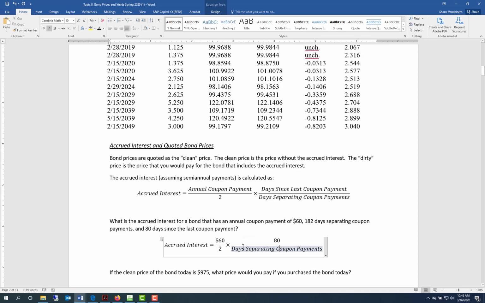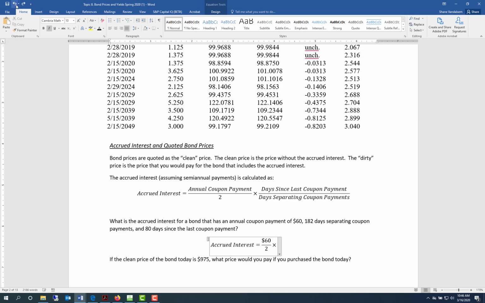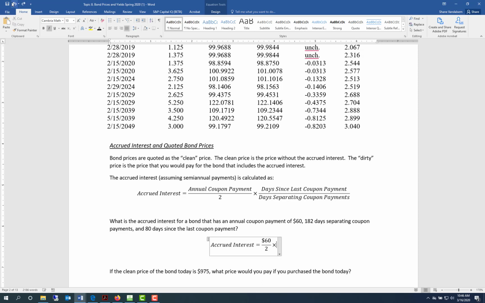So that's essentially 6 months, which would be normal for a bond. So whenever I calculate that, I get 30, so that's 60 divided by 2, multiplied by 80 divided by 182, so that gives me $13.19.